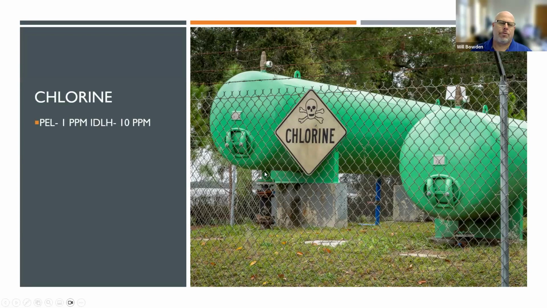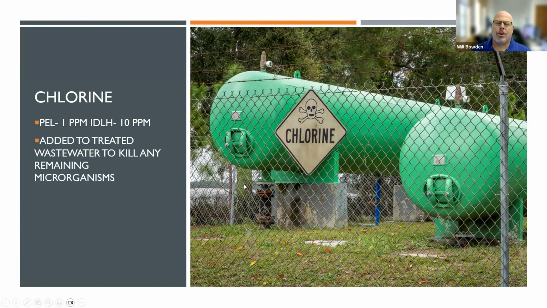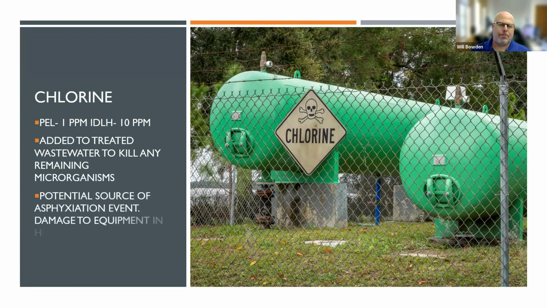So the first gas that we'll go into is going to be chlorine. Chlorine, the PEL limit is 1 ppm, and the IDLH is 10 ppm. Chlorine used in wastewater treatment plants is added to treated wastewater to kill any remaining microorganisms that may remain after the wastewater has gone through the complete treatment process before the water is released out into the environment, streams, rivers, etc.